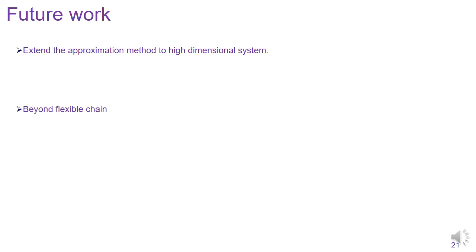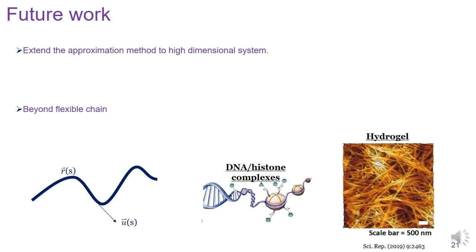Once it is done, we can go beyond flexible chains, for instance, to look at semi-flexible chains, which has implications. For instance, in cell biology, people are interested in DNA histone complexes for epigenetics, or in material science, for example, hydrogels.